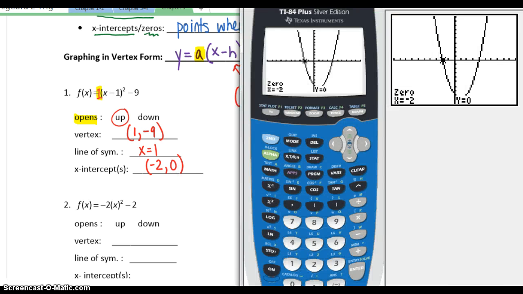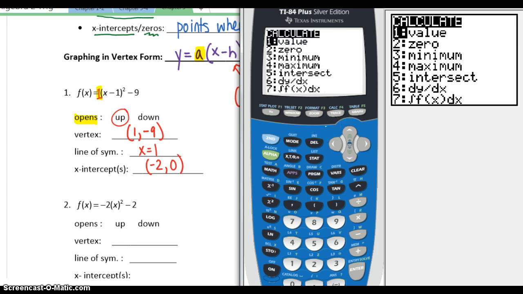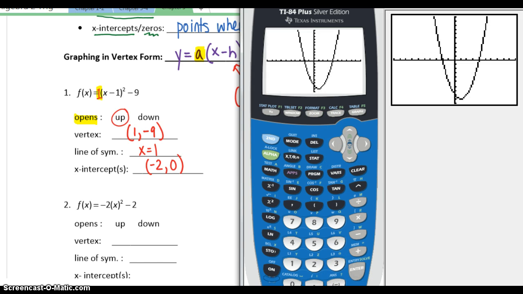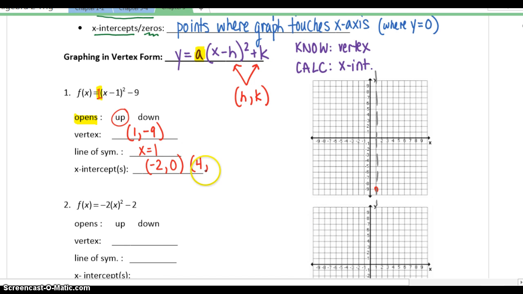Now I'm going to repeat the process for my second x-intercept. So I go back into second trace, down to 0. This time I need to be to the left of my other x-intercept, so I'm going to move over. So that's to the left. I'm going to press enter. Then I'm going to move even more so that I'm to the right of the point and press enter. And then I can press enter on guess. And there's my second x-intercept, which is 4, 0.